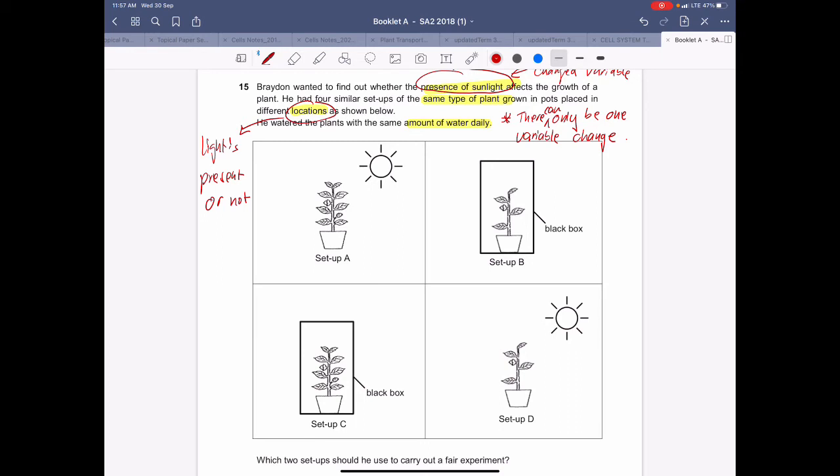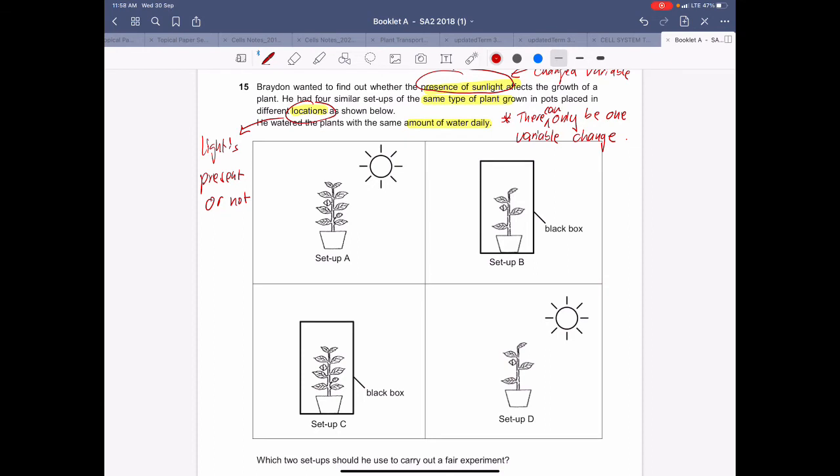So the first, possible and plausible, they mean the same thing, but they're spelled differently, just in case you don't know. I'm teaching a new vocabulary, it's called plausible. Yes. Now, basically, as long as everything else is the same, just that one setup has sun and the other doesn't, you're good to go.